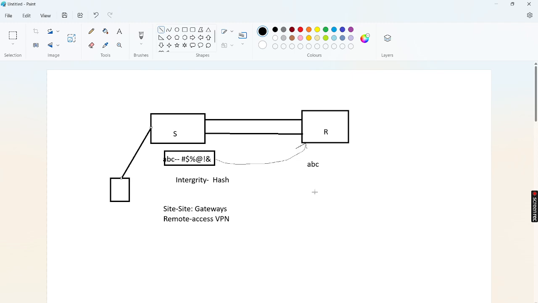No other concept, because this is the only security that we have for the network layer.